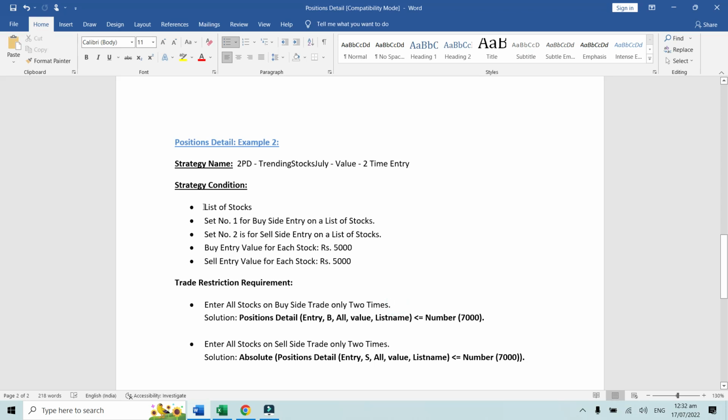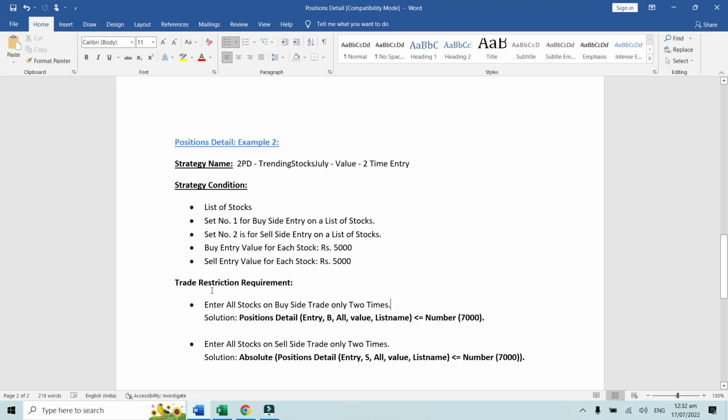So the strategy condition remains the same, that it will be on a list of stocks. Set number 1 is for buy side entry on the list of stocks. Set number 2 is for the sell side entry on a list of stocks. Buy side entry value for each stock is rupees 5,000. Sell side entry value for each stock is rupees 5,000.